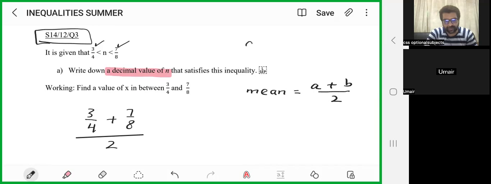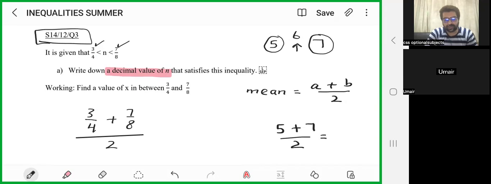Suppose there is a number 5 and then there is a number 7, and I ask you to find a number in between them. Apparently, you can say that it is 6, but the process is that we add 5 and 7 and divide by 2. This is how we calculate the mean. Mean is to find the middle number. 7 plus 5 is 12, by 2, 12 by 2 is 6.